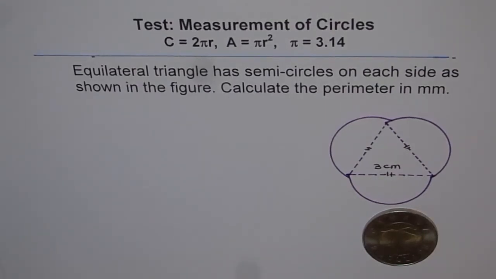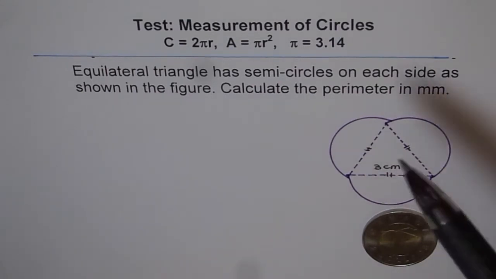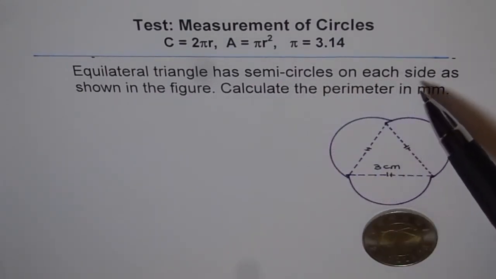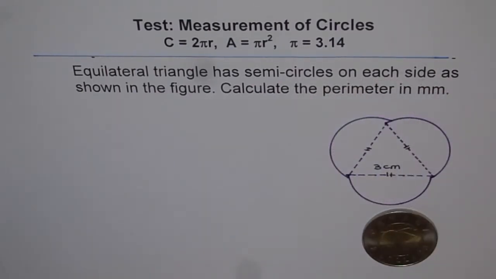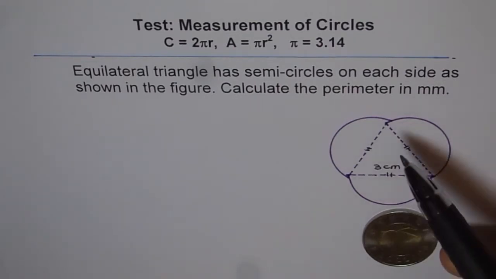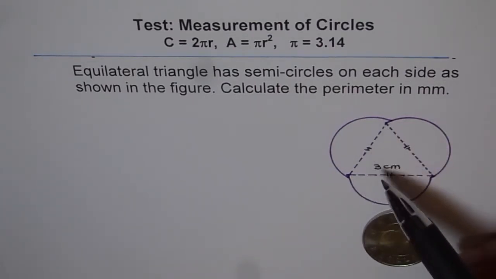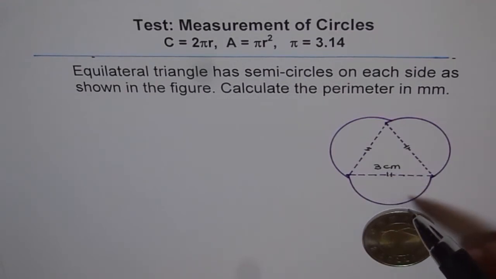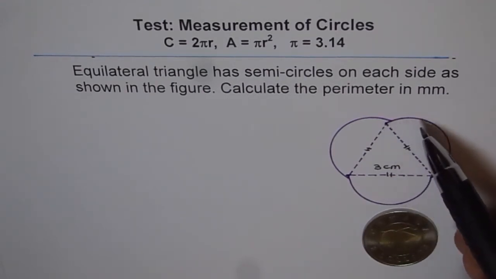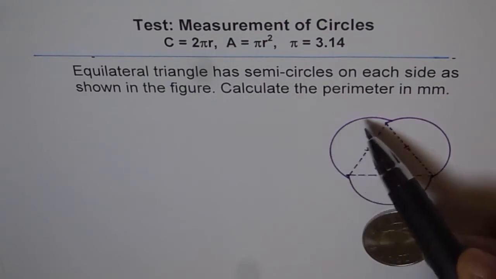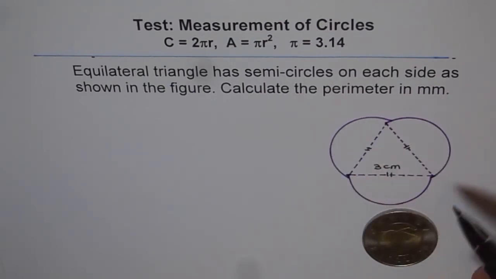Here we have a thinking problem for you. An equilateral triangle has semicircles on each side as shown in the figure. Calculate the perimeter in millimeters. Now this is an equilateral triangle. Each side is 3 centimeters and we have semicircles on each side. I use this toonie to draw these semicircles.